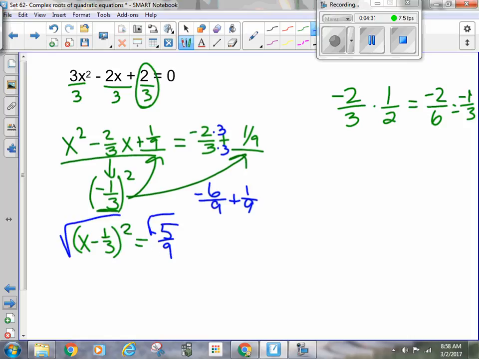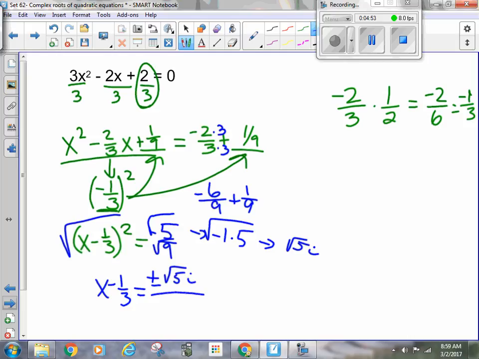Square root on both sides. So x minus 1/3. Here you need to take the square root of the top and the bottom. We end up with square root of negative 5 on the top. So we're going to split that into square root of negative 1 and square root of 5. So that gives us square root of 5 i. Remember the i comes after. It's still a plus minus. And square root of 9 is going to give us 3.